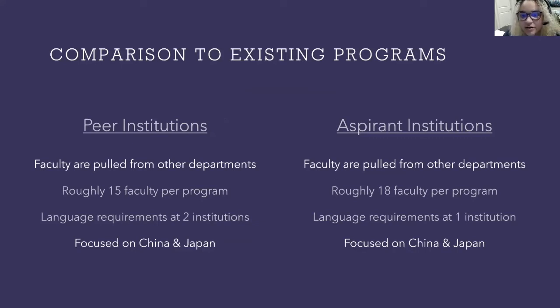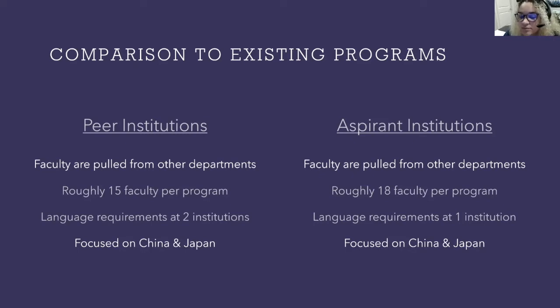We also wanted to compare our current Asian Studies program to the Asian Studies programs of our peer institutions and our aspirant institutions. These are officially listed on UCA's website. After going through their university websites, I found that for both peer and aspirant institutions, faculty are pulled from other departments. This means that faculty are not solely devoted to Asian Studies. They're typically pulled from departments such as art, history, sociology, among others. For peer institutions, there are roughly 15 faculty per Asian Studies program, and for aspirant institutions, there are roughly 18 faculty per program.